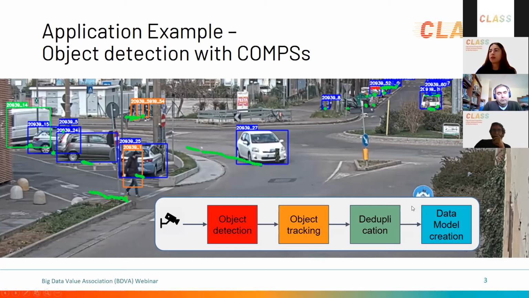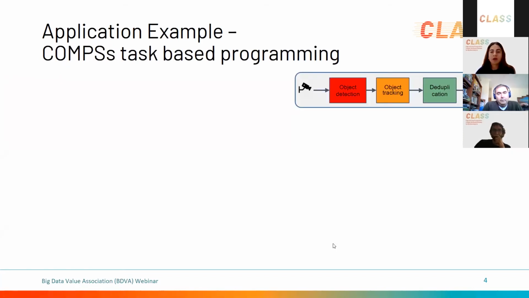Now, in the complete use case of class, these created snapshots are then federated to the cloud to be used by further analytic processes such as trajectory prediction and collision detection. But in this example, I will only focus on this part of the workflow. So how do we go about developing such an application? First, we have the sequential code.